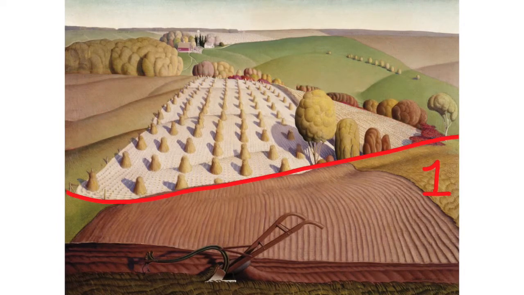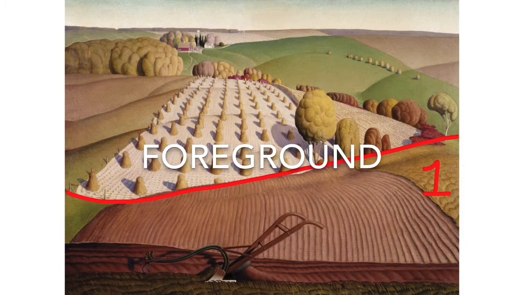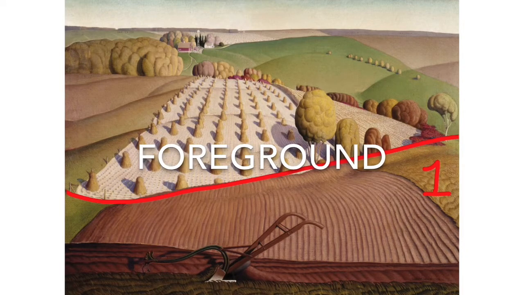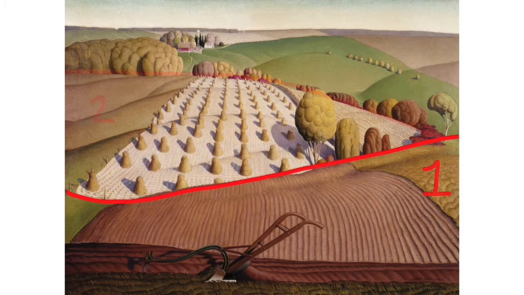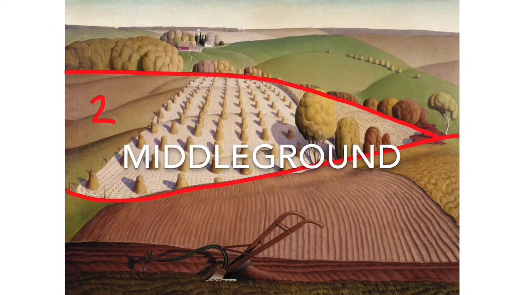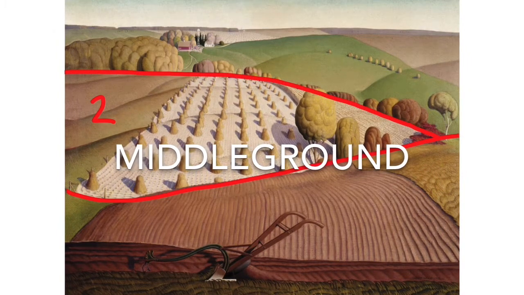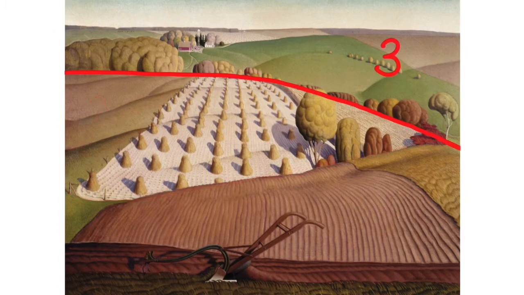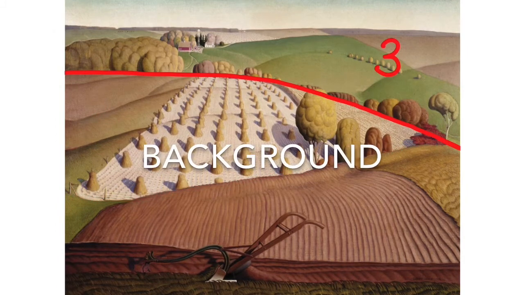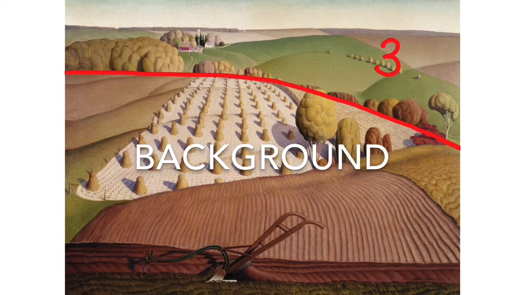The first part is the part closest to the viewer and is lowest on the page. This is called the foreground. In the middle of the painting, we have what we call the middle ground. And finally, at the top of our painting, we have the background.